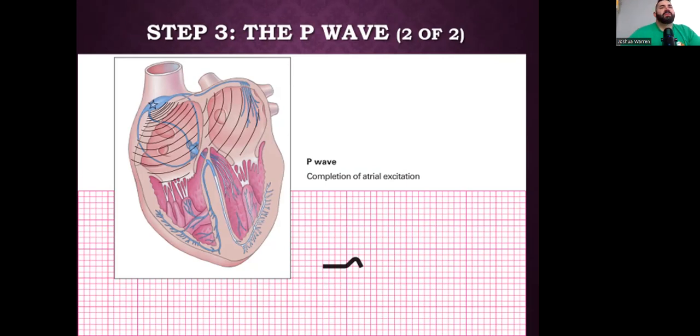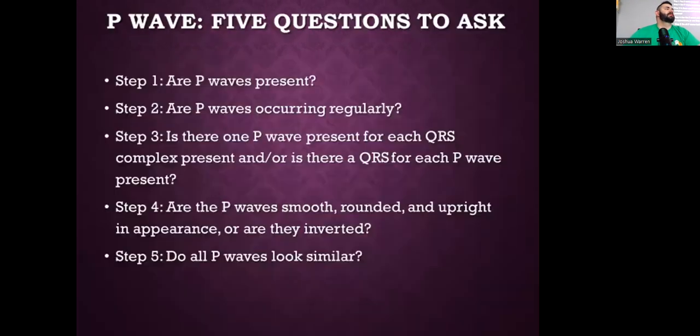So what do I want to know about the P wave? I've made it through 2 steps now: rate and rhythm. Now the quality and appearance of the P wave. So what am I looking for? Is the P wave even present? Do you have a P wave? Are they occurring regularly?